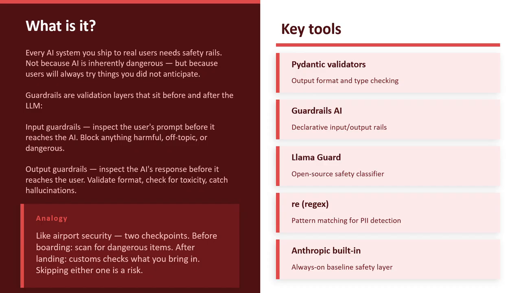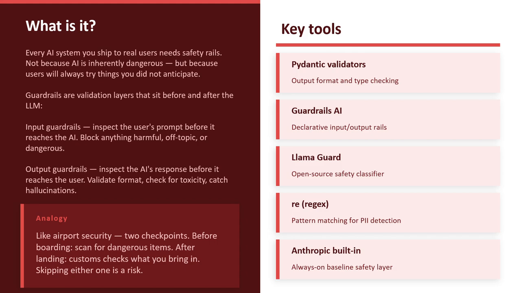Output guardrails inspect the AI's response before it reaches the user. They validate that the response has the expected format, check for toxic or harmful content, and verify that no confidential information leaked into the response. If the output fails, the system retries once, and if the retry also fails, it returns a predefined safe fallback message. The airport security analogy captures this exactly.